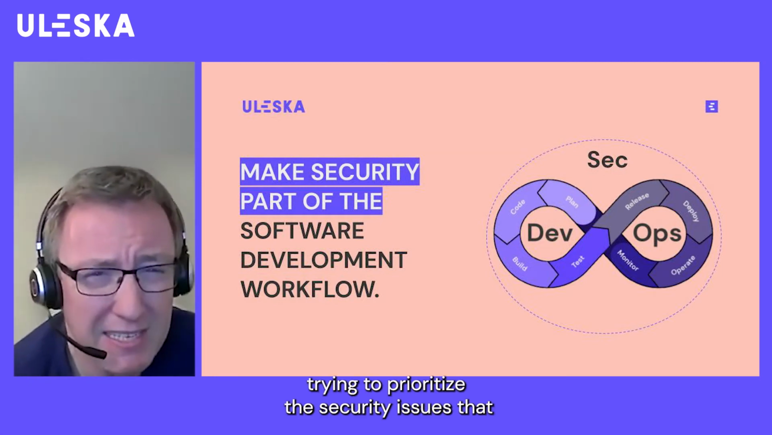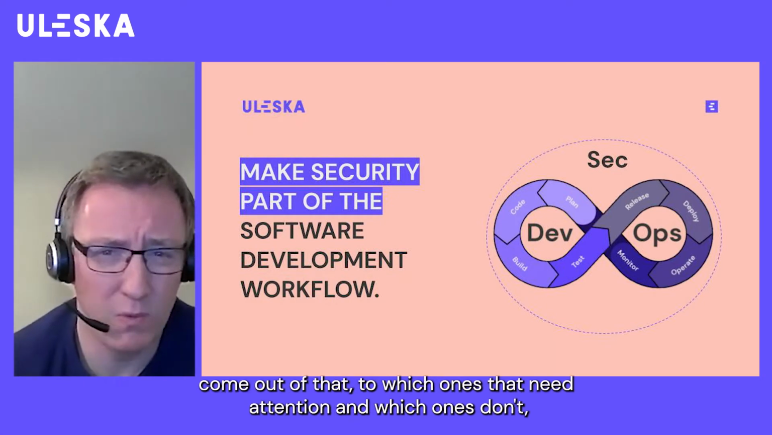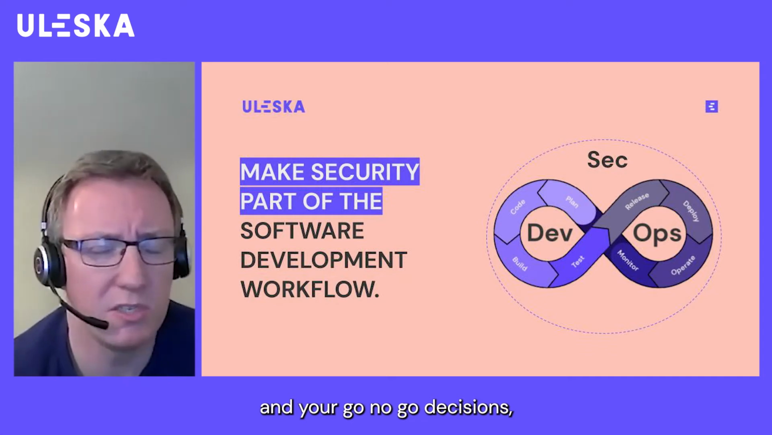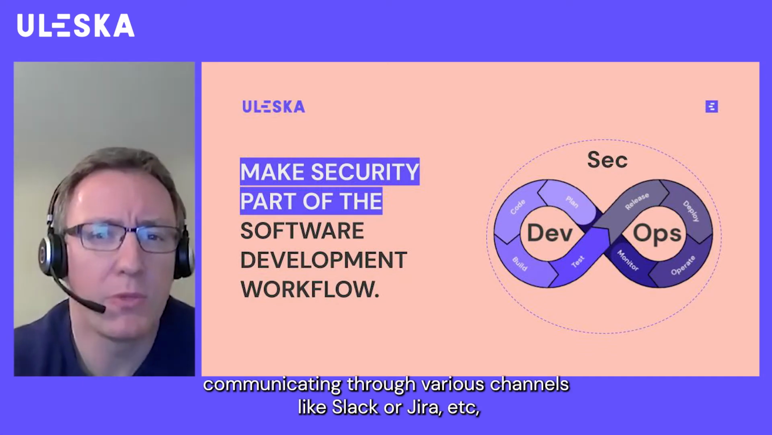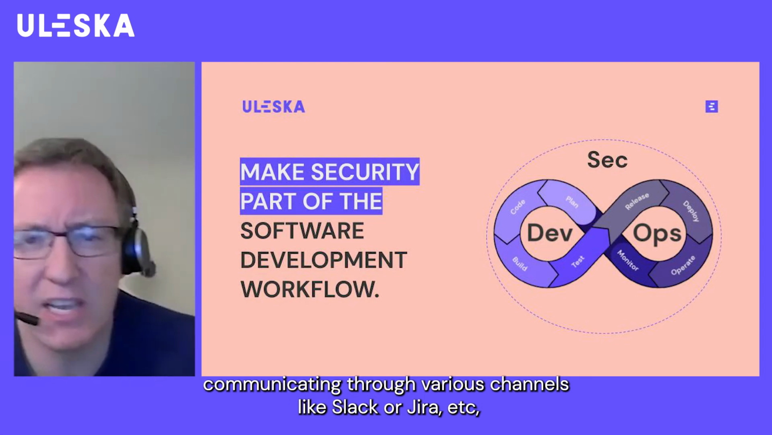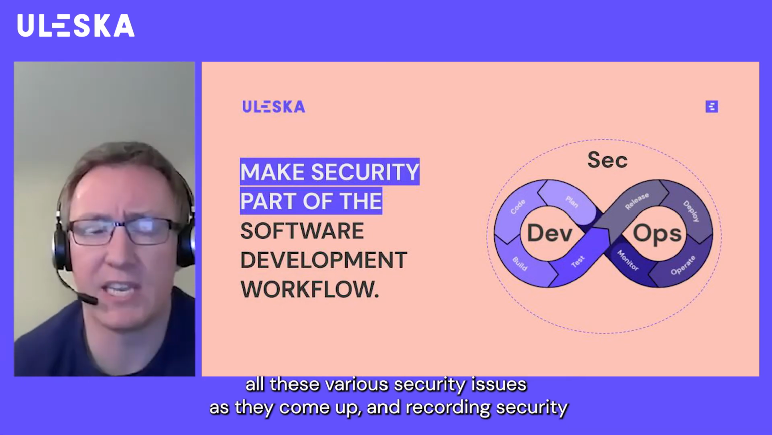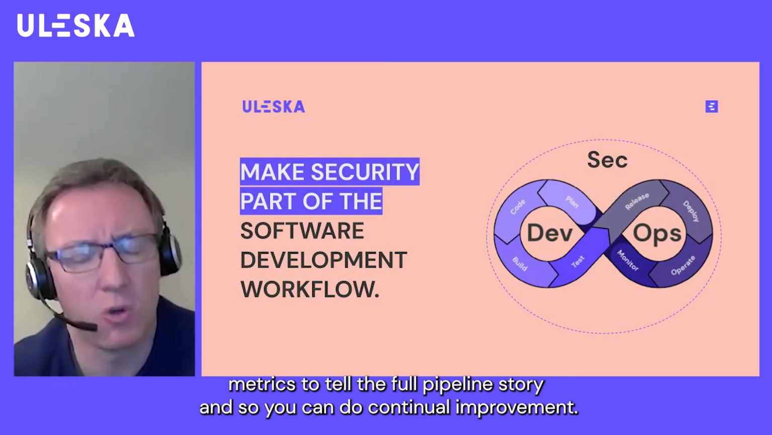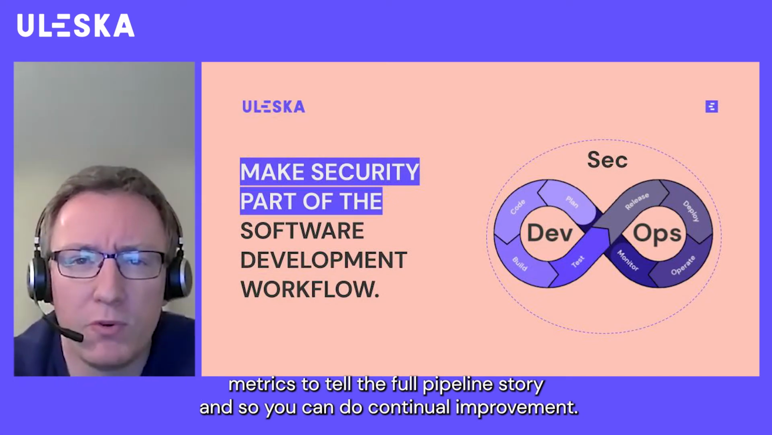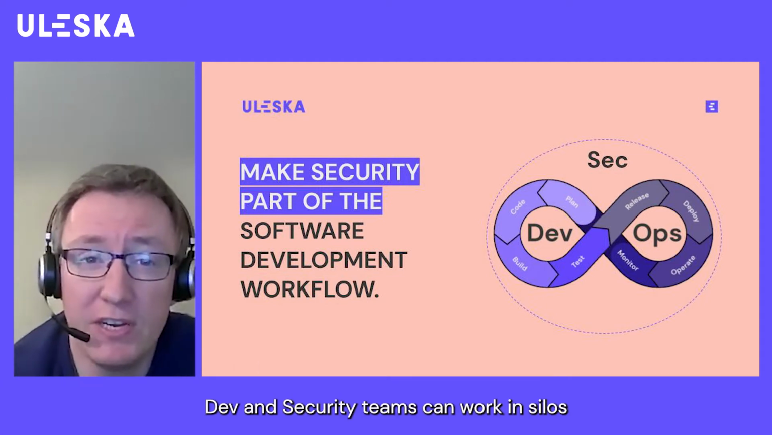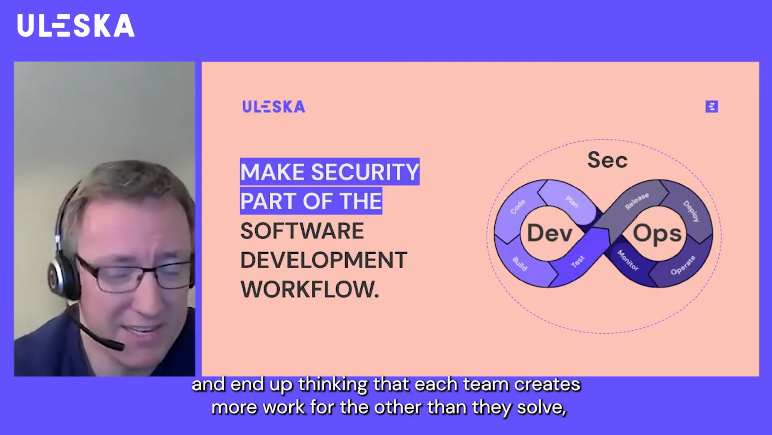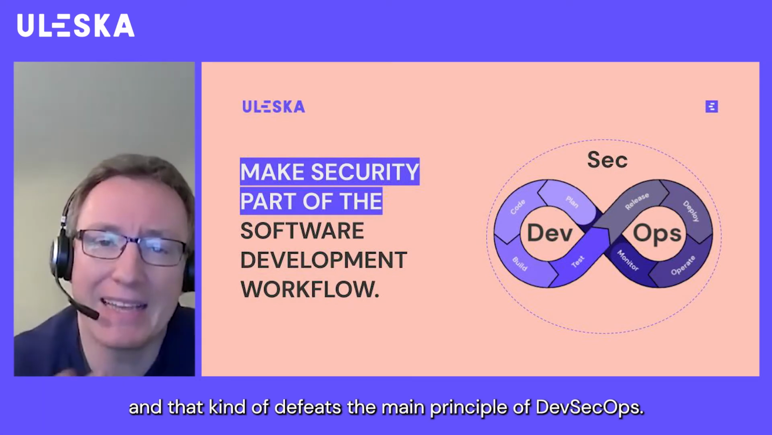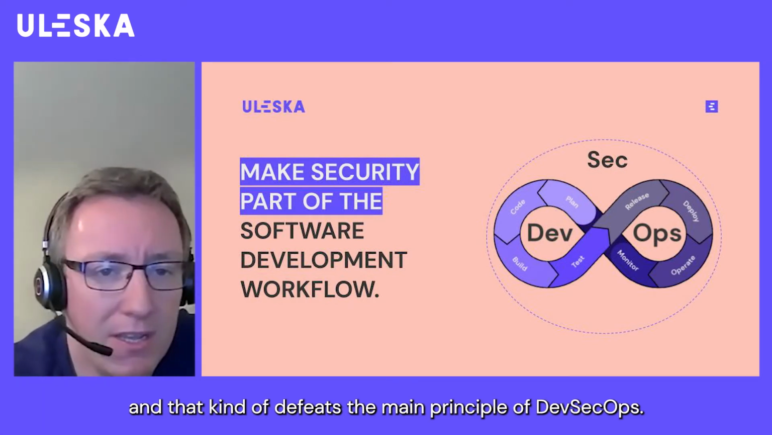Trying to prioritize the security issues that come out of that, to which ones need attention and which ones don't, and your go, no-go decisions. Communicating through various channels like Slack and Jira, etc., all these various security issues as they come up, and recording security metrics to tell the full pipeline story, so you can do continual improvement. Now, dev and security teams can work in silos and end up thinking that each team creates more work for the other than they solve, and that kind of defeats the main principle of DevSecOps.